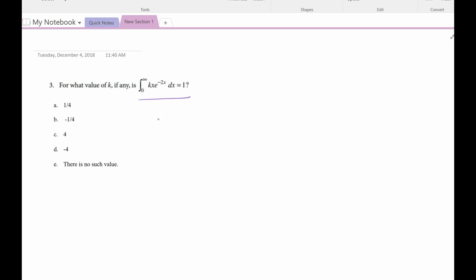So the first thing I'm going to do is rewrite the improper integral on the left-hand side as a limit. This is the limit as b approaches positive infinity of the definite integral from 0 to b of kx e to the negative 2x dx. I'm going to evaluate this left-hand side. Walter, the fact that you pulled k through shouldn't change anything at all, so just follow your work with this slight modification.